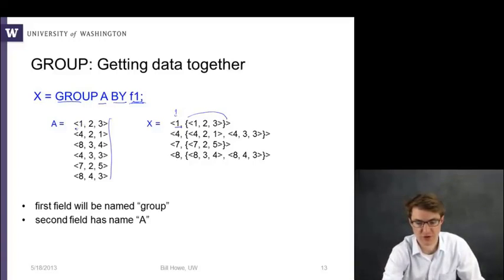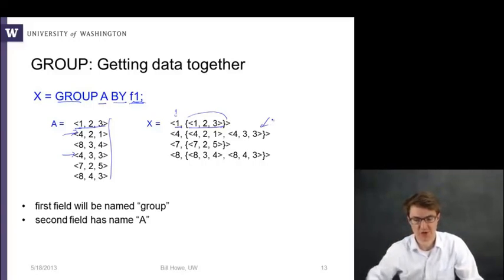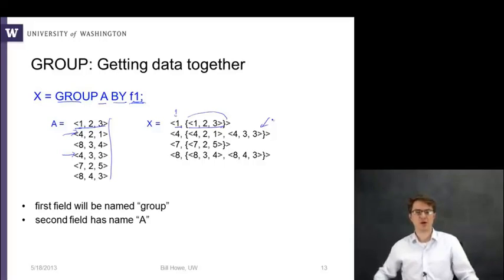And so if you look over here, there's only one tuple with 1, and that tuple appears in the group. There's 2 tuples with F1 equal to 4, and so this bag has 2 tuples in it, and so on. Okay, so this is how you can start off with something that's kind of a flat structure, and build up a nested structure for various reasons, and we'll see why.